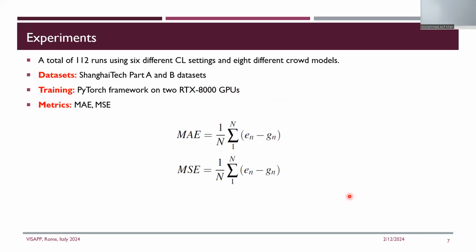We conducted a total of 112 experiments using 6 different curriculum learning settings and 8 different crowd counting models. We used Shanghai Tech Part A and B data sets in this study, and all the models are trained using the PyTorch framework on two RTX 8000 GPUs. The metrics being used for the evaluation of the crowd models are mean absolute error and mean squared error, and the equations for these metrics are given on this slide.